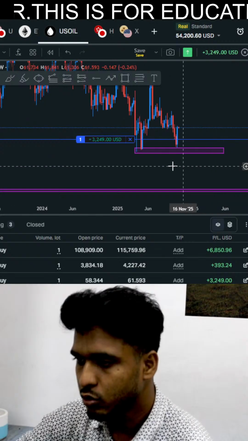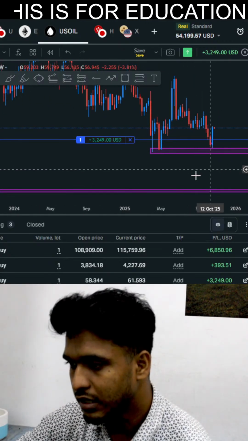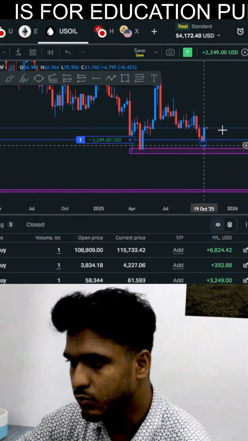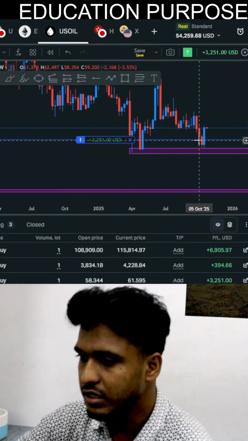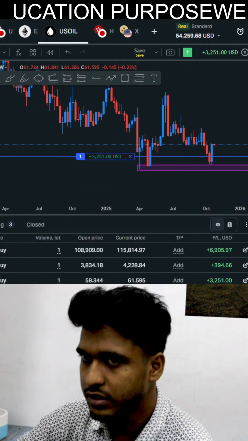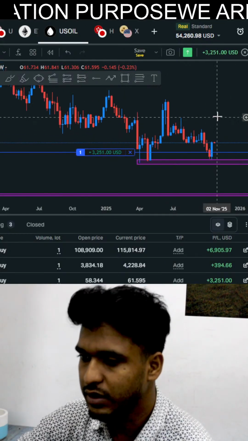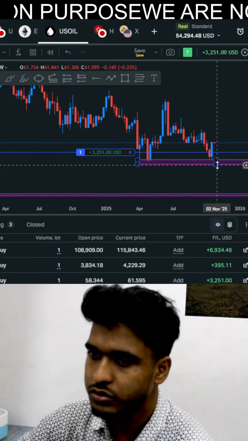Okay, so what I did, when I saw that it's going on a bullish move, in a small time frame I checked it out and took a trade, and I've made a profit, okay. So this was my US oil trade.